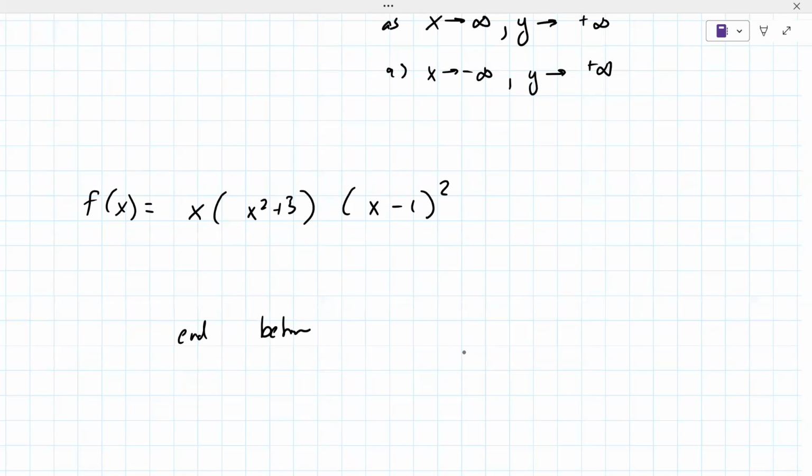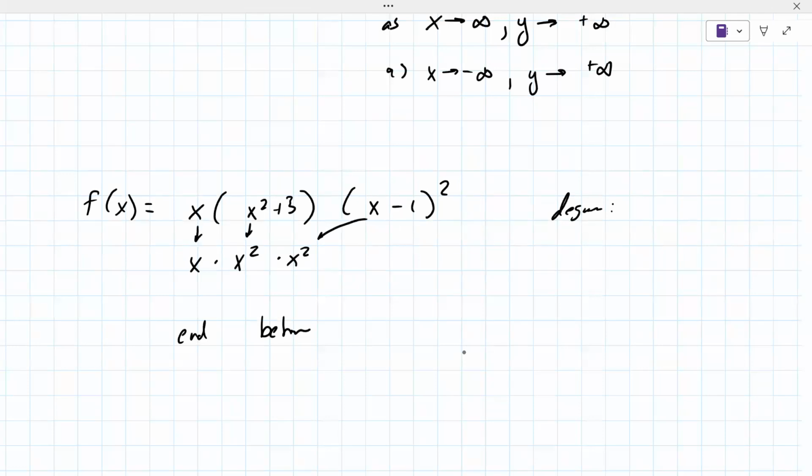All right, Karthik, what did you get for the degree? Is it even or odd? I think the degree is 3. So it's x times x squared times x squared.